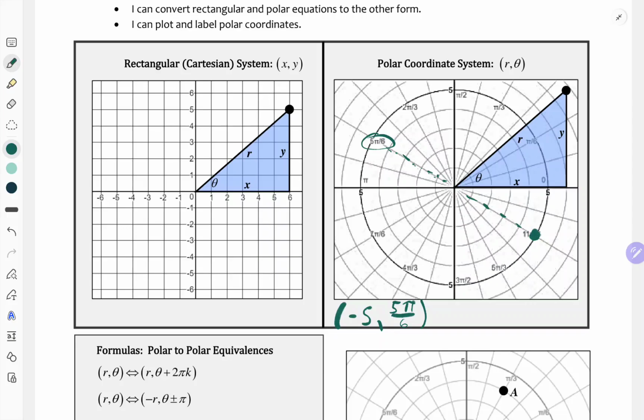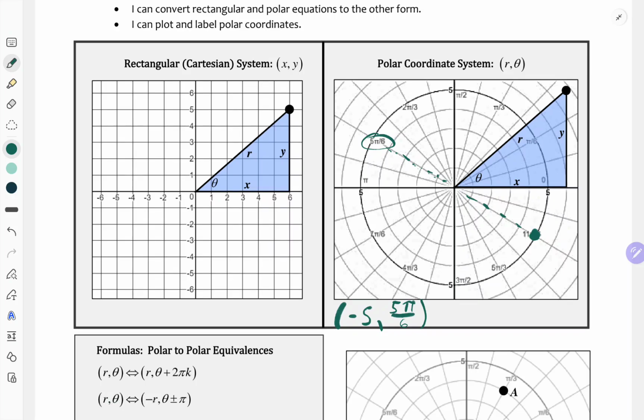So a couple formulas that are nice to know. (r, theta) is equivalent to the same r and adding any 2 pi k to your angle, right? So I can add or subtract 2 pi. We're assuming k can be negative there. So I could subtract 2 pi as many times as I want, and I would get an equivalent coordinate for that r and theta.